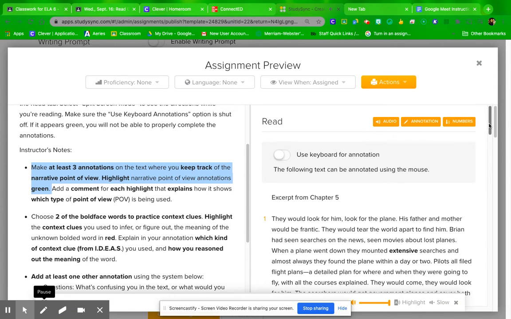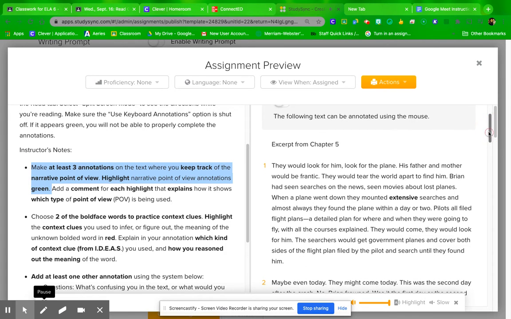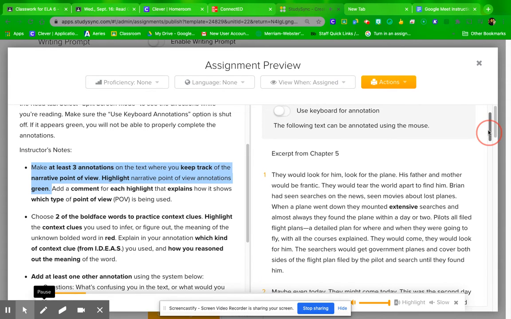Excerpt from Chapter 5. They would look for him, look for the plane. His father and mother would be frantic. They would tear the world apart to find him. Brian had seen searches on the news, seen movies about lost planes. When a plane went down, they mounted extensive searches, and almost always they found the plane within a day or two. Pilots all filed flight plans, a detailed plan for where and when they were going to fly, with all the courses explained. They would come. They would look for him. The searchers would get government planes and cover both sides of the flight plan filed by the pilot, and search until they found him. Maybe even today. They might come today. This was the second day after the crash.